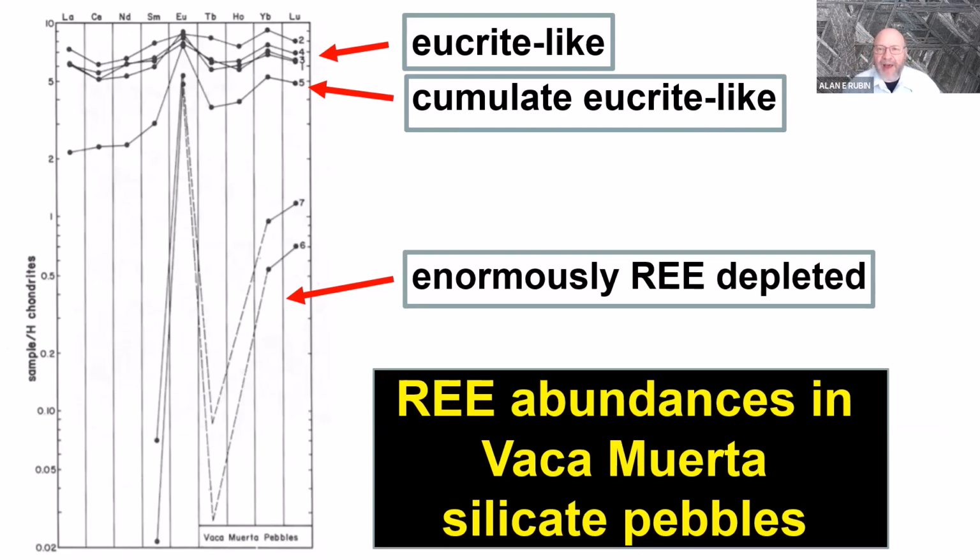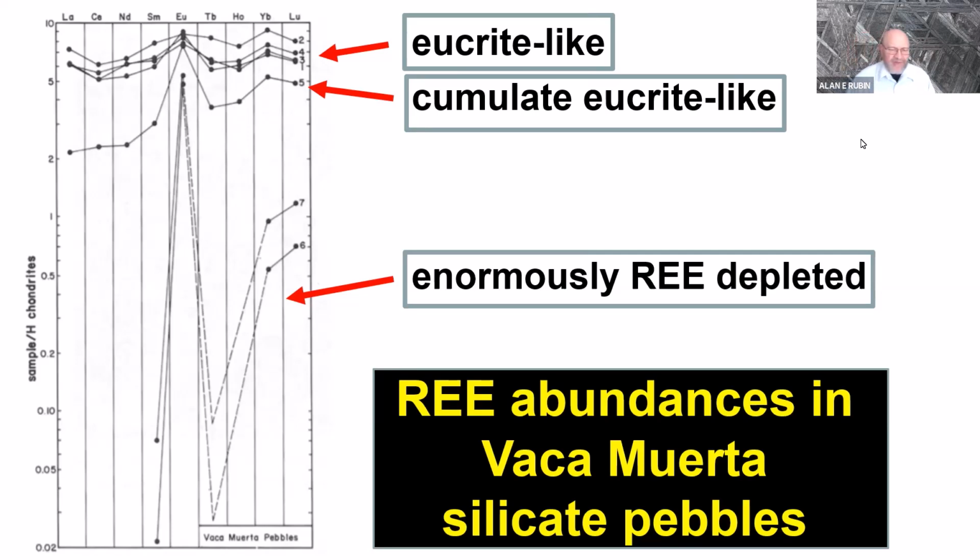by Rubin and Jurdy, we can see that some of the pebbles are eucrite-like. Those at the top have relatively flat rare earth element patterns, as do the eucrites. One of the pebbles from Vaca Muerta is cumulate eucrite-like. It is not as flat. It's somewhat depleted in light rare earth elements, such as lanthanum, cerium, neodymium, and samarium. It has a fairly high positive europium anomaly, so it has a high europium to samarium ratio.